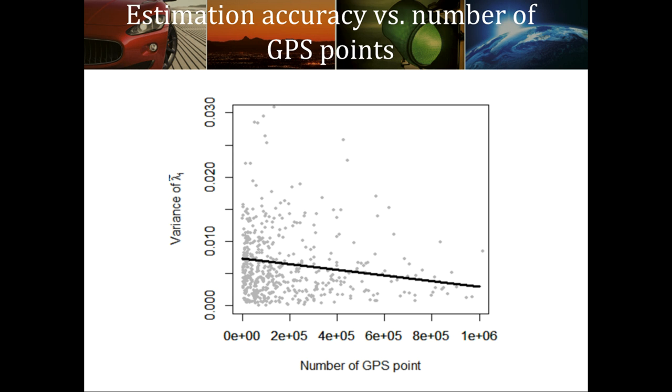The number of GPS points per individual also matters. To demonstrate this effect, we first perform an analysis to investigate the relationship between data size and the variance of estimated risk for each driver in our dataset. The figure on this slide shows that the variance is smaller for individuals with more GPS points, which indicates a greater accuracy of the risk assessment for drivers who have more driving data available.